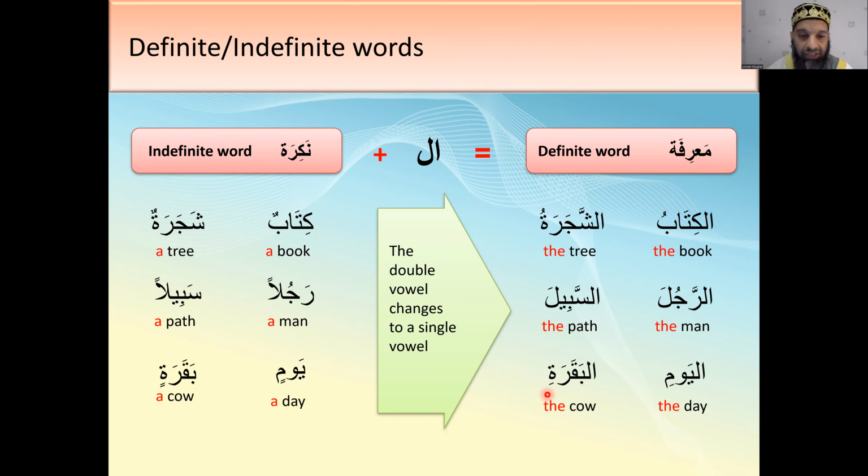So the main thing in this slide is when a noun doesn't have an al in front of it, it means a, like a book, a car, a son, a cow, a day. When you get the al attaching to the noun, then it becomes the book, the man, the day, the cow, the path, the tree. And the ending becomes single. But don't worry too much about the ending if you don't get it, because it's already written in the Quran. So now you can open the Quran, have a look for a noun with al in front of it, and you'll see it won't have a double ending. It'll have a single ending.